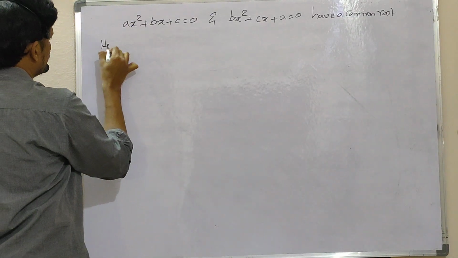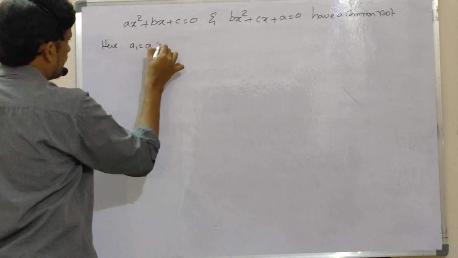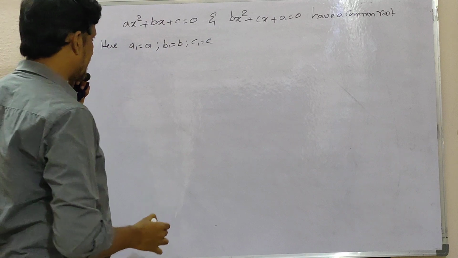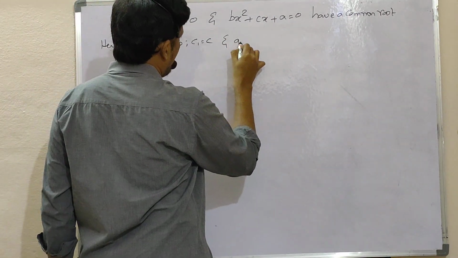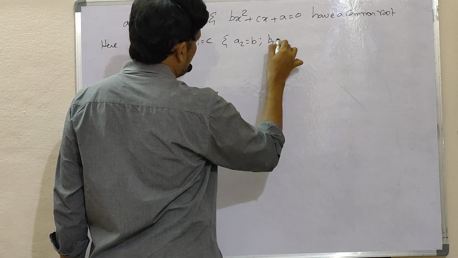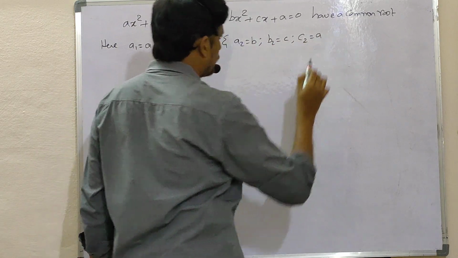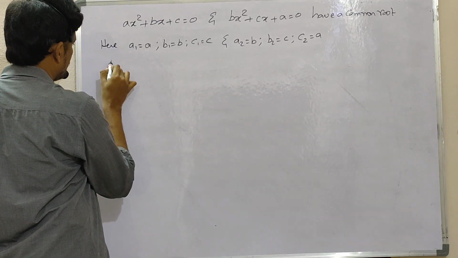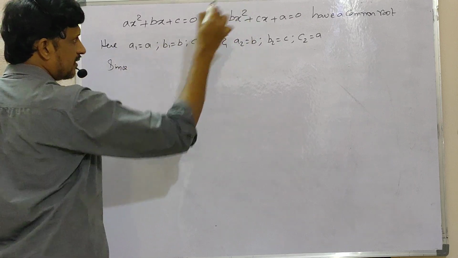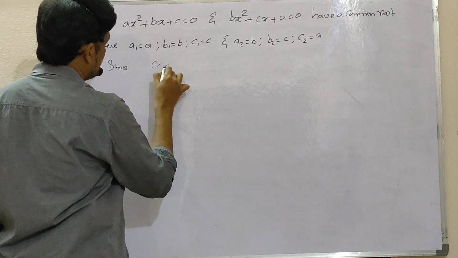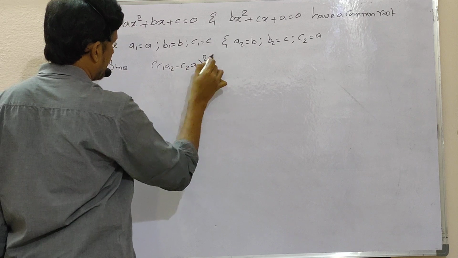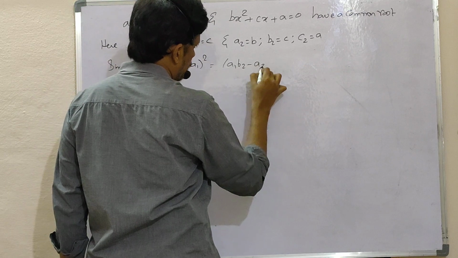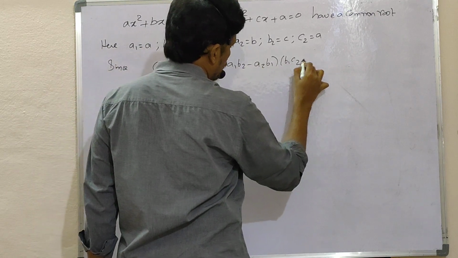Then find the condition or relation between the coefficients. So here a1 is equal to a, b1 is equal to b, c1 is equal to c, the coefficients from the first quadratic equation. And a2 is equal to b, b2 is equal to c, c2 is equal to a. These are the coefficients from the second quadratic equation. Here, the two equations have a common root, means (c1a2 minus c2a1) whole square is equal to (a1b2 minus a2b1) into (b1c2 minus b2c1).